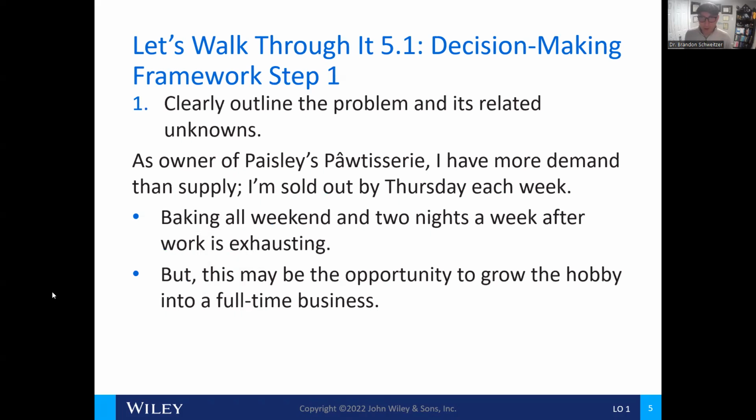In our business, we have more demand than we have supply. We're continuously sold out by Thursday of each week. So there we have some qualitative information. We bake all weekend and 2 nights a week after work, which has been exhausting. But this is an opportunity for us to grow our hobby into a full-time business of making dog biscuits. An exciting business.